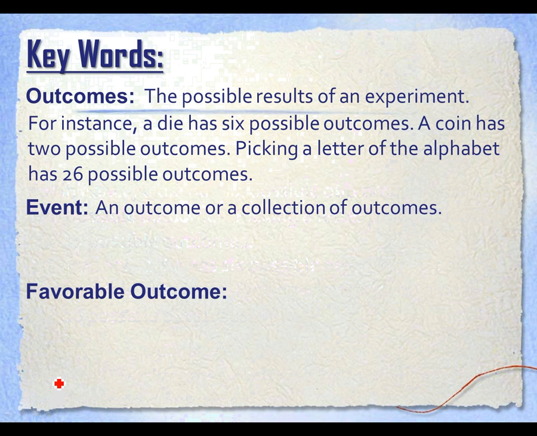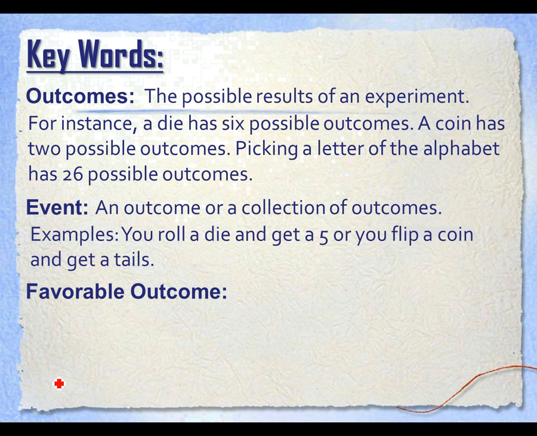An event is an outcome or a collection of outcomes. It's very similar to an outcome. Like, what's the difference? But let's go through this. An example of an event is when you roll the die. Some people are asking me, why did you write die? Well, die is the singular word for dice. Dice is when you have more than one. So you roll a die and you get a 5. Or you flip a coin and you get a tails. That's the event. The event is you got a 5. The event is you flipped a tails. That's what it is.